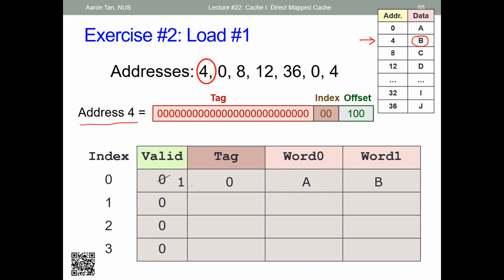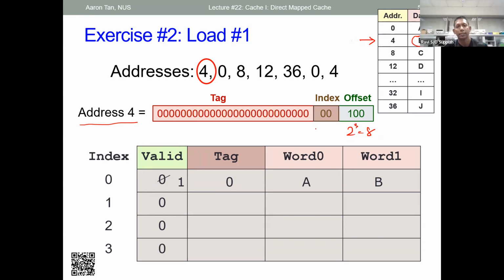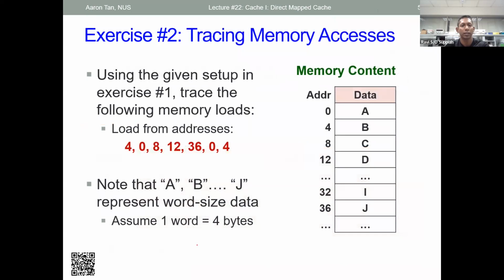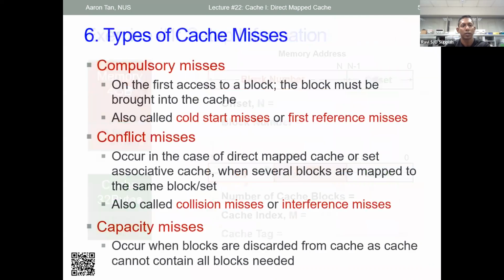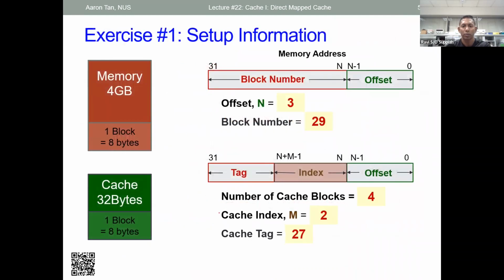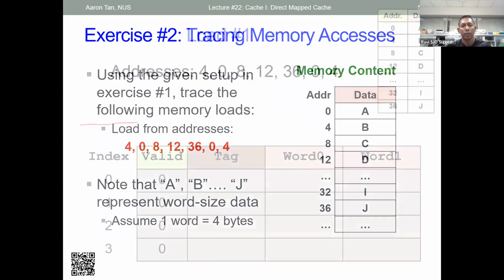So for this example, it is 2 words, so it's 8 bytes. Since I have 8 bytes, 2 to the power of 3 is 8. So that's why I use 3 bits here. Then the index in this case comes back to how big your cache size is. In this example, the cache index is 2 bits, so that's why we have 4 lines.